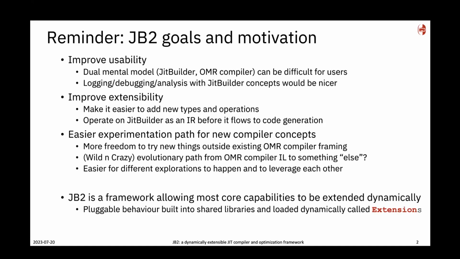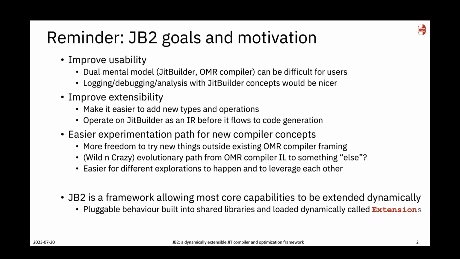So, as a reminder, JitBuilder 2 had some goals and there was a motivation associated with it when I embarked on the process of updating JitBuilder to produce a new version of it. Initially, the motivations were around usability, because there had been some issues with people using the JitBuilder API and getting confused about it versus the OMR compiler, and it can be more difficult to work with both types of frameworks because they operate very differently. In addition, some of the logging was kind of incomplete with the JitBuilder API just because it was a pass-through API, so it was a little bit more difficult to log what was going on with the JitBuilder IL itself. So enhancing the ability to log things, debug things, and analyze what's going on at the JitBuilder layer would be nice.